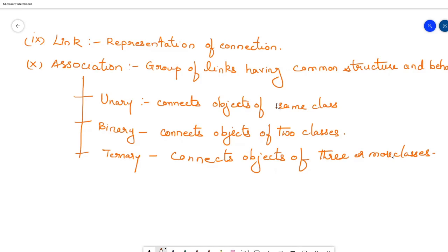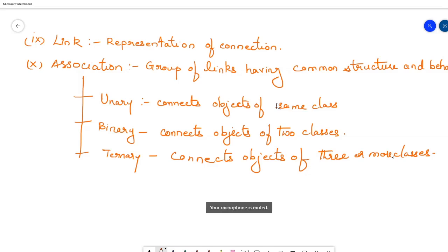So these are the few terms. I'll not say these are the only terms which are important in object-oriented design modeling. No, it's not like that. These are the few basic and important terms which play an important role in OODM and which help us in designing and making a model a successful one. So these were the few important terms. So this is about today's class.